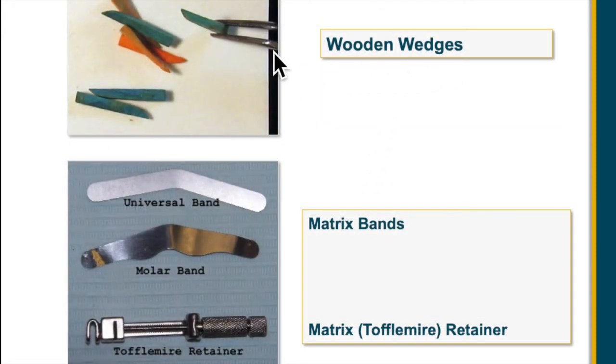Wooden wedges, we often use those. Sometimes we'll use plastic wedges. I've switched back and forth between wooden and plastic from time to time. Right now I'm using plastic only. Matrix bands, or I had a universal band or a molar band with a lip or a dip. Some people call it a lip, some people call it a dip. And then this is the Tofflemire retainer, which I hope by now your instructor has exposed you to.